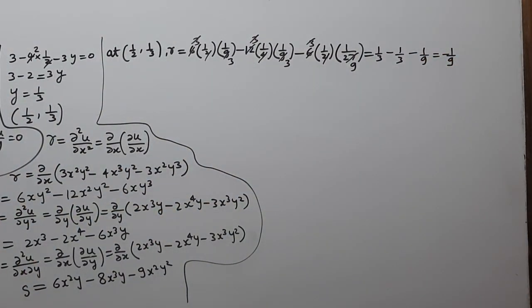In place of x we put 1 by 2 and in place of y we put 1 by 3, and solving this we get r is equal to minus 1 by 9.